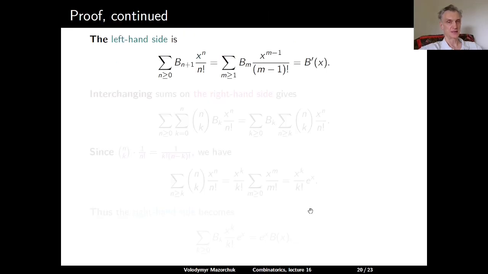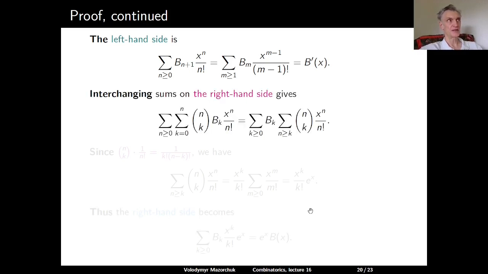If you look at this left-hand side and replace n plus 1 by m, we get the sum over all m from 1 to infinity of B_m times x to the power m minus 1 divided by m minus 1 factorial. And that's exactly the derivative of B(x). On the right-hand side, we can interchange the summation. So the sum over all n, and then the sum over k from 0 to n of n choose k B_k x to the power n divided by n factorial becomes the sum over all k of B_k times the sum over all n greater than or equal to k of n choose k x to the power n divided by n factorial.